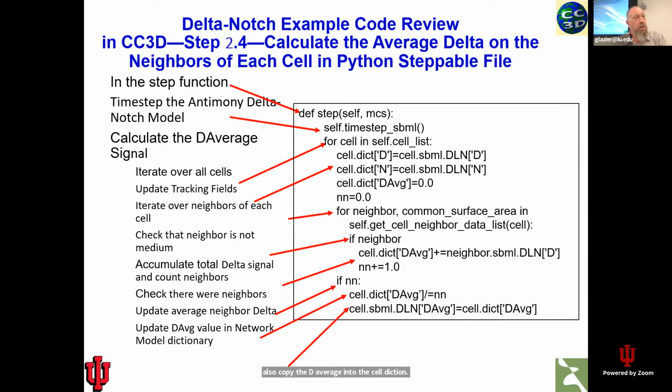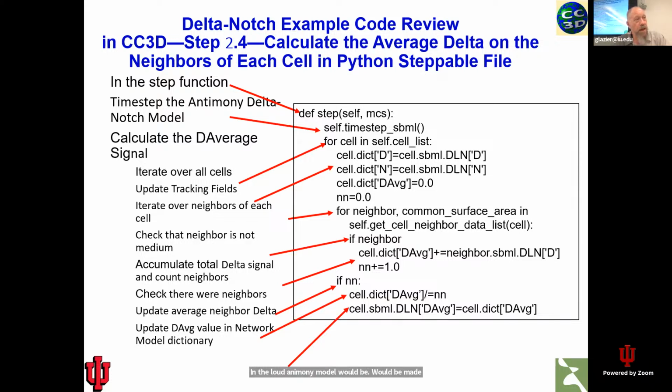Now in my step function, I first time step my SBML model. So that advances everything forward in time by 1. You could say, well, if things are very sensitive, maybe I need a smaller time step. If that's the case, you effectively have to change by hand the value of time in the simulation. CompuCell doesn't do that for you for free. So in that case, the step size in the Antimony model would be made smaller.